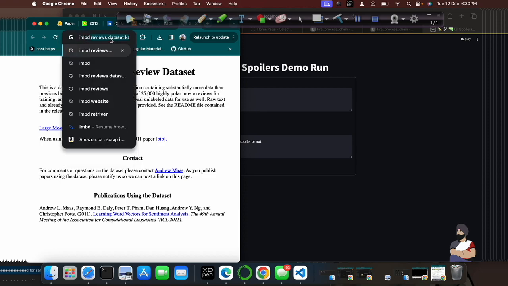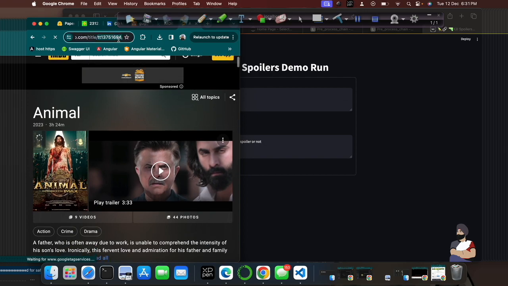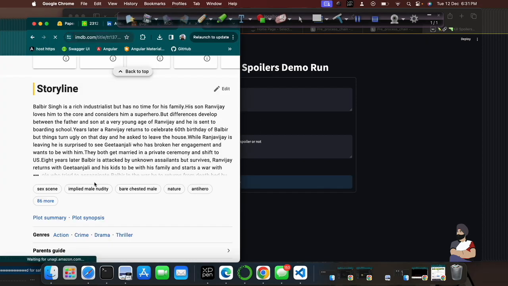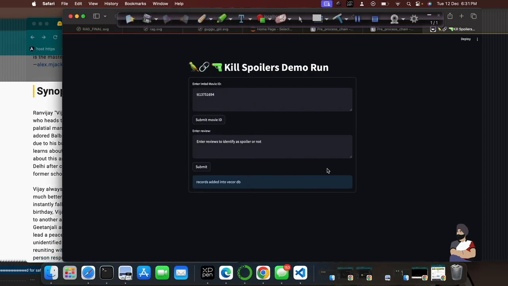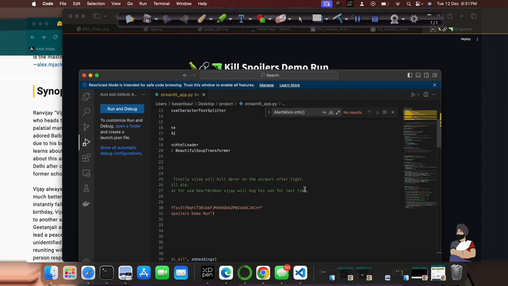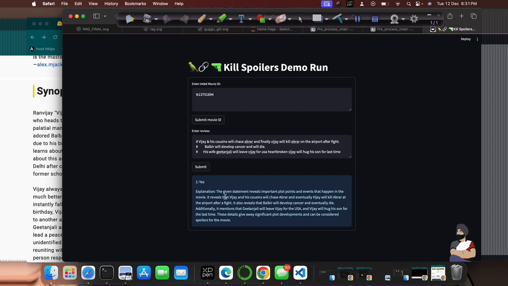Yeah, IMDB Animal. This is the Animal movie, and this is the IMDB movie ID. When I press submit on the movie ID, it will scrape the synopsis and the summary, and it will add them into my vector database. And whenever I enter a spoiler which I have written personally, and press the submit button, it's going to say yes, it's a spoiler. It's very interesting, and it's also giving the explanation of why it's identifying that as a spoiler.